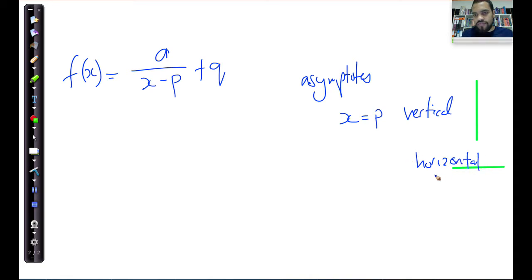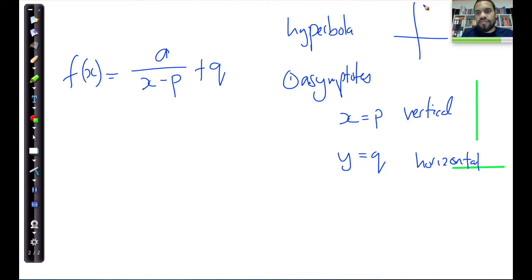Horizontal asymptote is going to be y is equal to q, which goes across like so. So those are the asymptotes, 1 and 2. I'm just going to list that as 1 there. Secondly, the type of graph: this is a hyperbola, and this graph looks like so and like so.